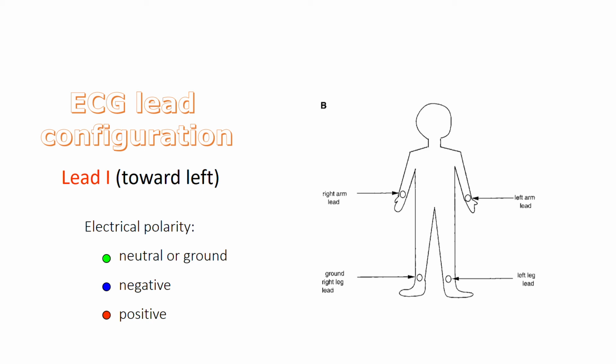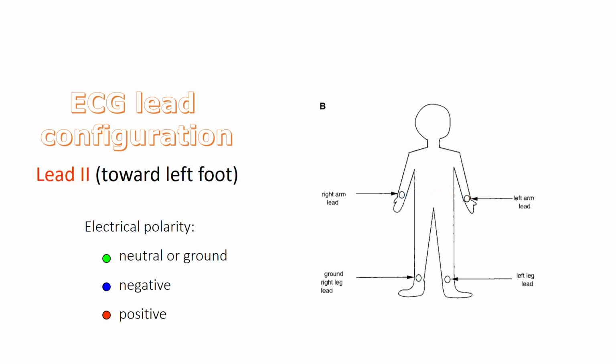So, for instance, we have some basic configurations. The first configuration is called lead 1, or toward left. I'm going to use these 4 electrodes, located here, and the one on your right leg is just a neutral or ground. You're going to measure the potential difference between the negative electrode and the positive electrode with respect to ground. So this is the lead 1 configuration.